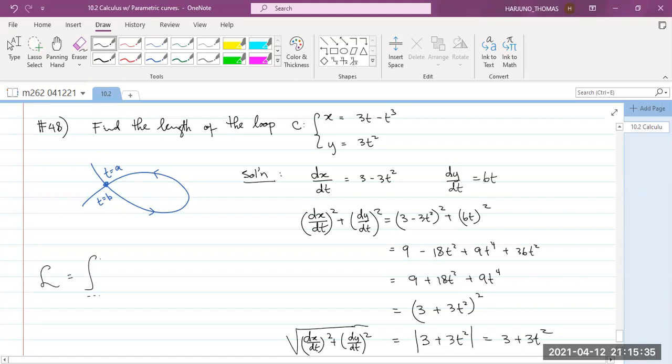I hope you see the problem. We don't know from what t to what t we should integrate this. You see what I mean? How do we find the t's where the loop happens? That's the issue, right? Let's take a look at how to find the t's that give the same coordinate.